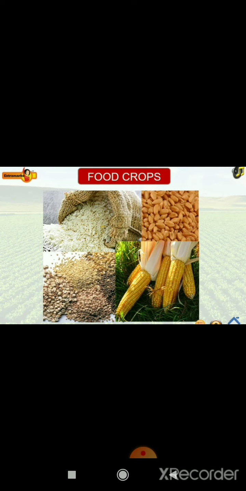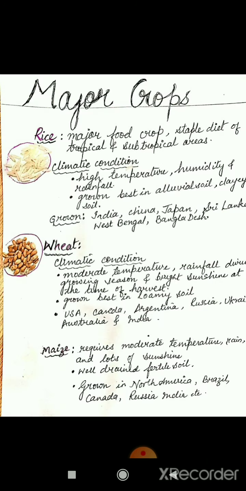All these pictures which are shown here are very familiar. You know about all these food crops. Major crops which are grown in India, food crop, they are rice, wheat, maize. One by one, I will tell you about these major crops. See, when we talk about the crops, we must know what type of crop it is, first thing. Second, the climatic conditions which are required for the growth of that particular crop. And then the areas where that crop is grown. Is that clear? First, we will start with rice.